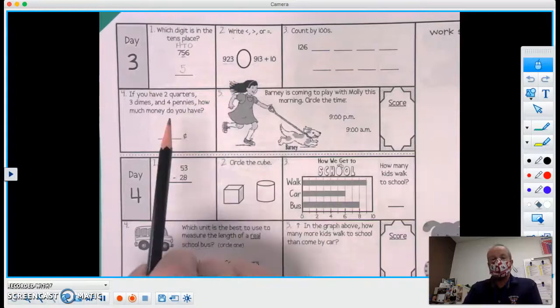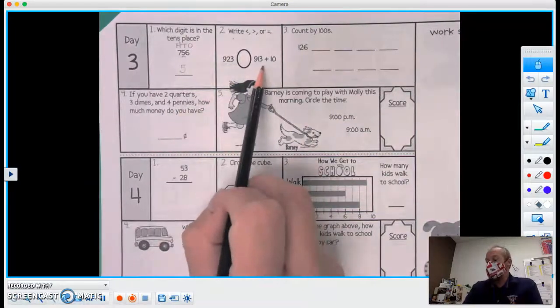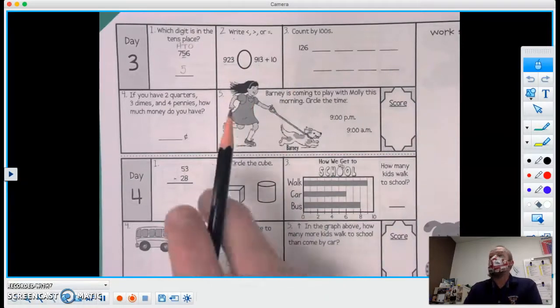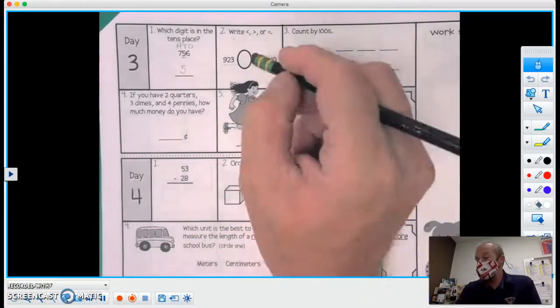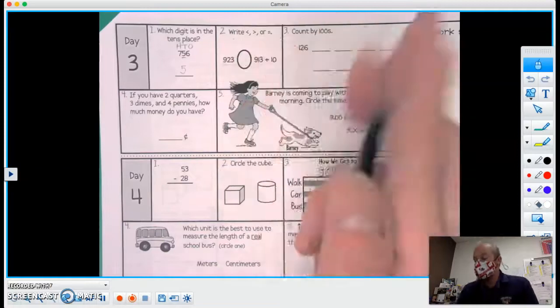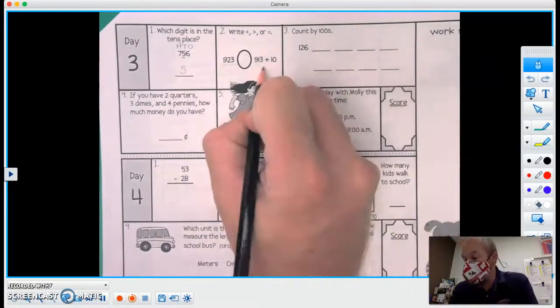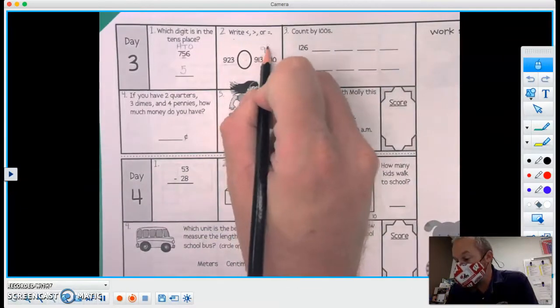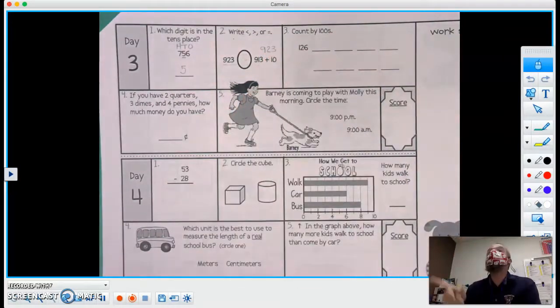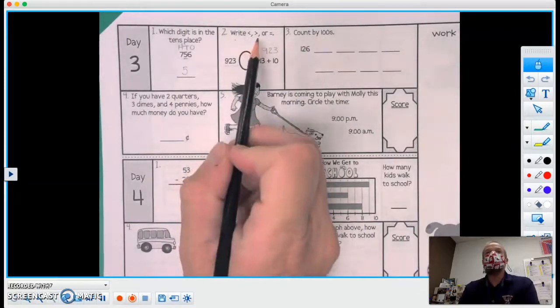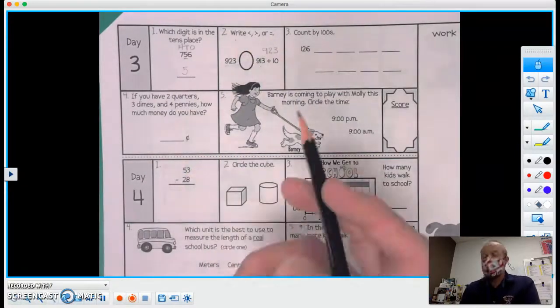This side says 923. What is this side? Oh, it's 913, so it must be greater than, right? Oh, no. We have to add 10 to 913. So 13 plus 10 is 23, so this side is 923, right? Is that what you got? Yeah? Okay. Wait, 923 and 923. Well, it's not less than or greater than. They're the same. It's equal.